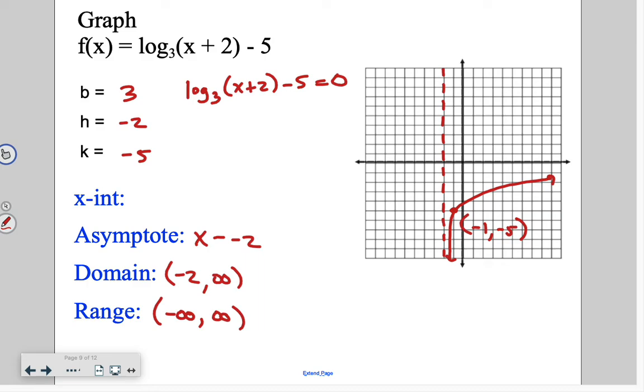Add the 5. We got to get the log by itself. And the -5, we got to get rid of that, so I'm going to add that to the other side. Log base 3 of x plus 2 equals 5.